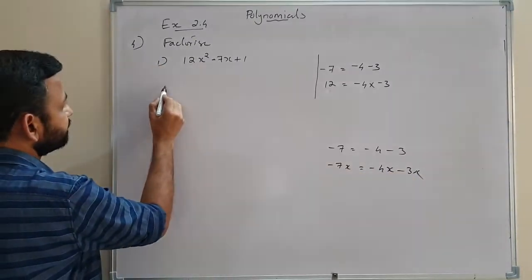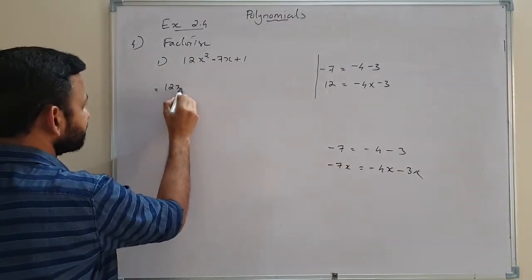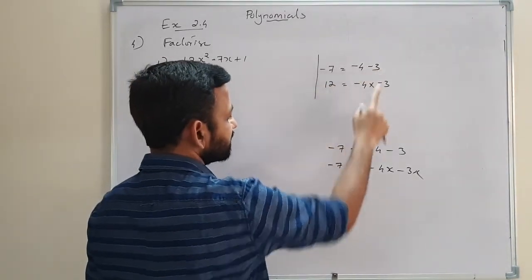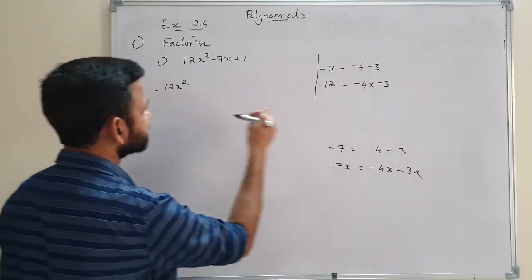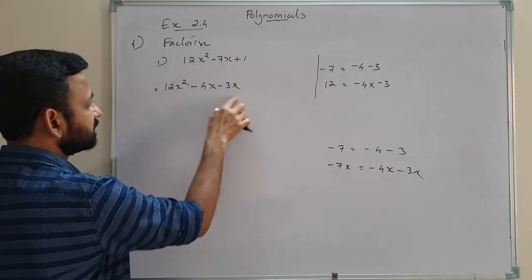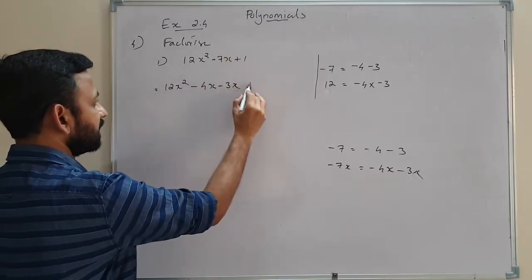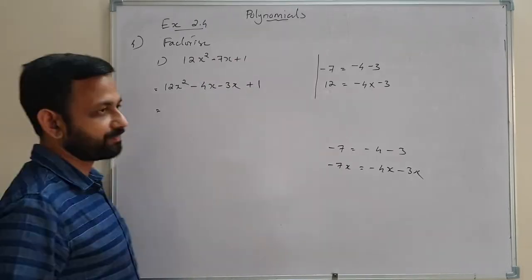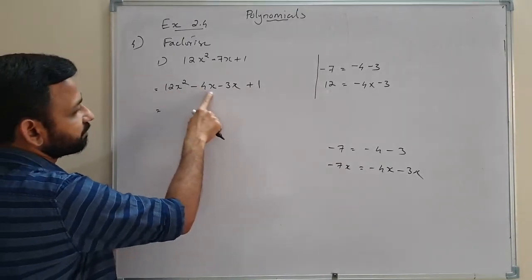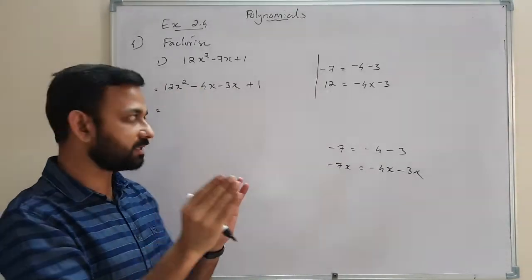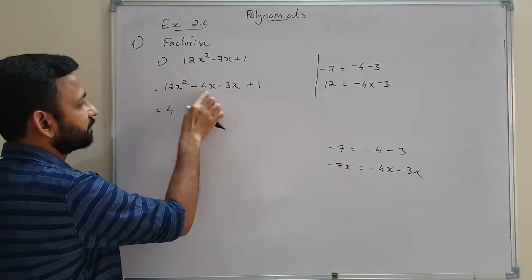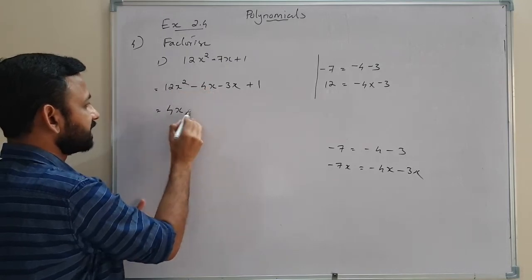So the first term will be the same, 12x square. And the middle term minus 7x we are going to write as minus 4x minus 3x. Its answer is the same, minus 7x. Then plus last term equal to. Now we will take the first two terms, 12x square and minus 4x. We will take common outside. 12 and 4, we can take 4 outside. X square and x, we will take x outside.